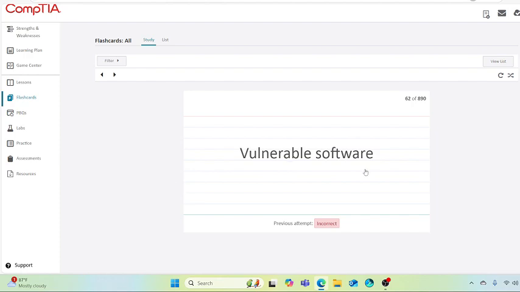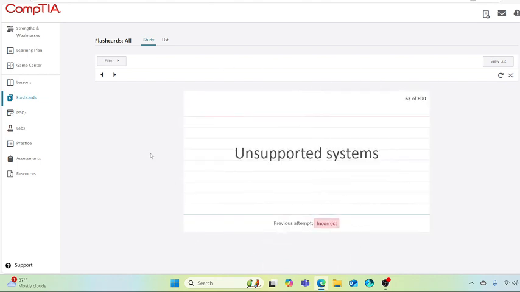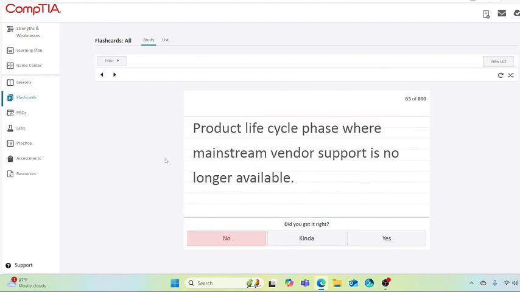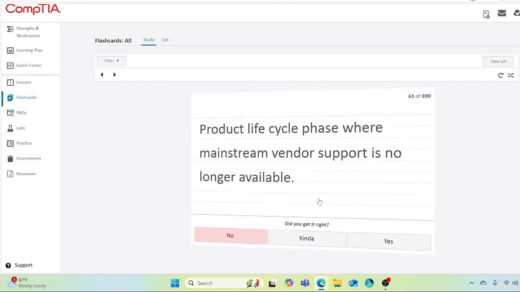Vulnerable software. Weakness that could be triggered accidentally or exploited intentionally to cause a security breach. Unsupported systems. Product lifecycle phase where mainstream vendor support is no longer available.